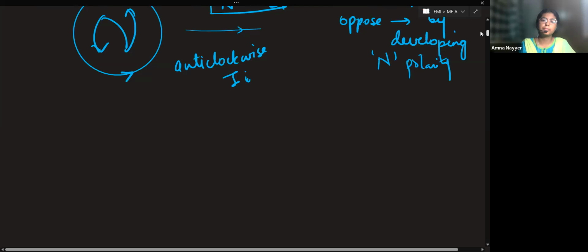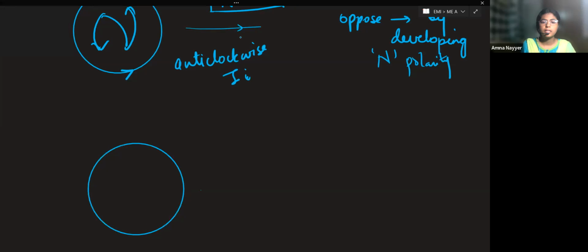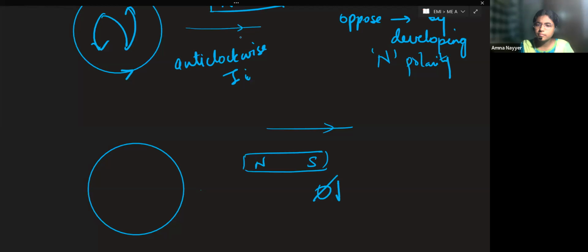Let's take some more examples. This is a bar magnet, north polarity, south polarity. This bar magnet is moving away. Now, what is happening? The bar magnet is moving away, which means the flux is decreasing. Now, what will the induced current's direction try to do? It will try to increase the flux.